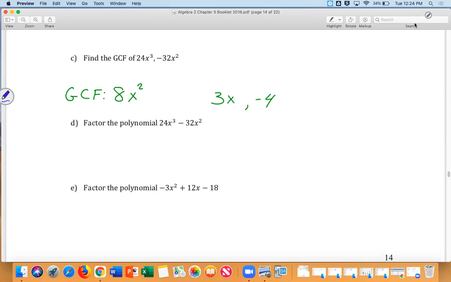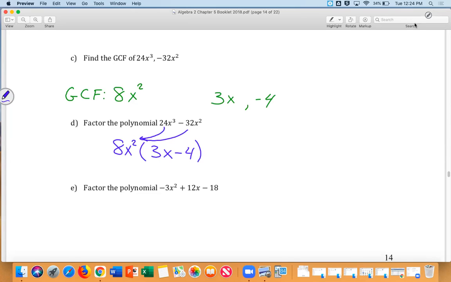Okay, so up here, factor the polynomial 24x cubed minus 32x squared. I'm kind of thinking reverse distribution. I'm pulling something out from both of them. So here I would be pulling out 8x squared. And what's left would be 3x minus 4. Okay?